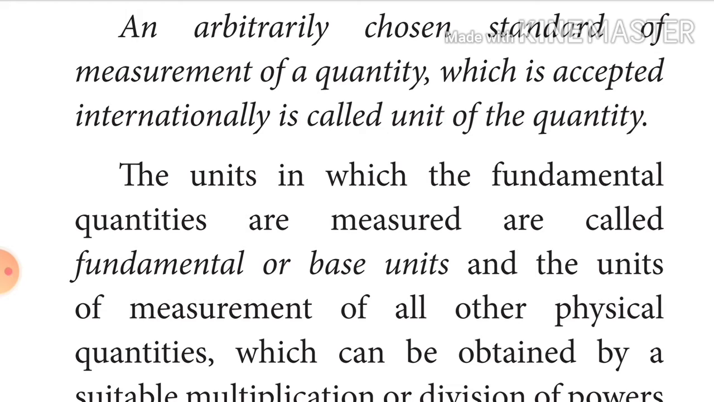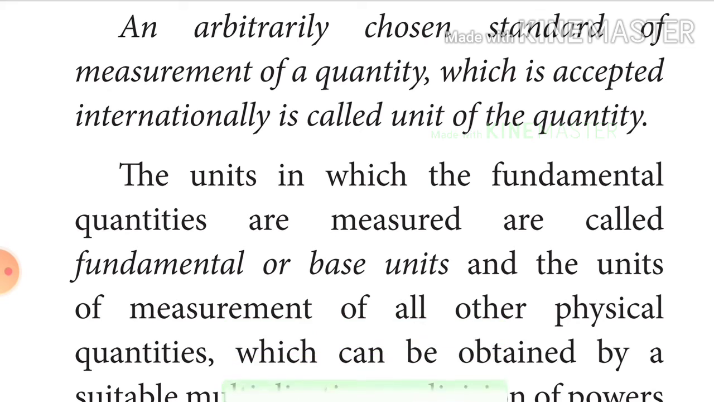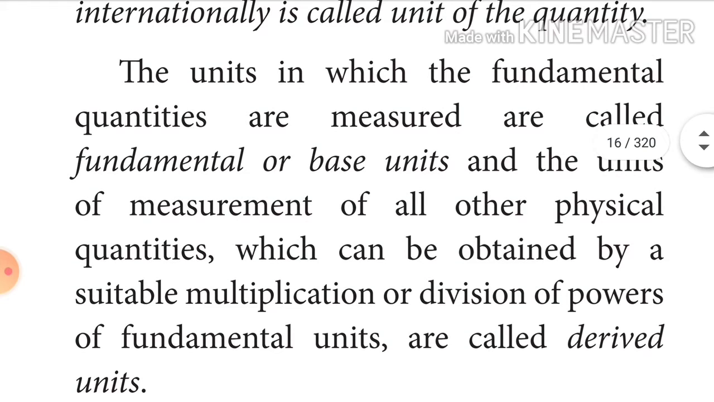There are two types of units. One is fundamental unit and another one is derived unit. The units in which the fundamental quantities are measured are called fundamental or base units, and the units of measurement of all other physical quantities which can be obtained by a suitable multiplication or division of powers of fundamental units are called derived units.